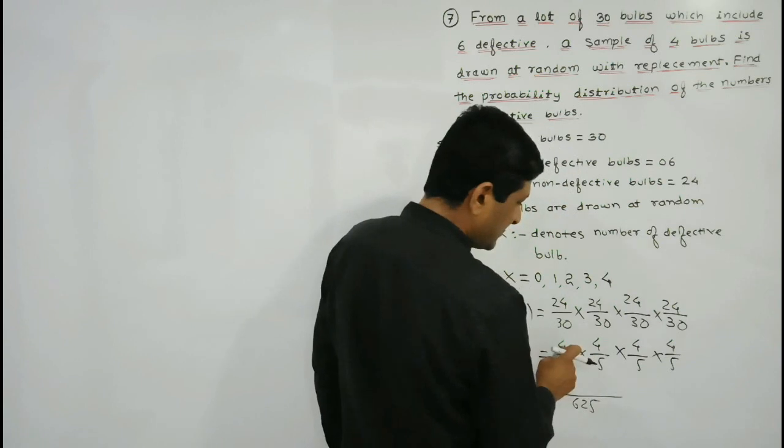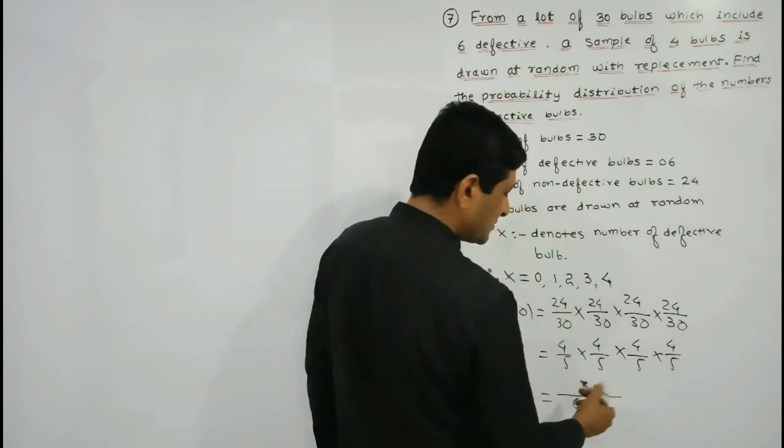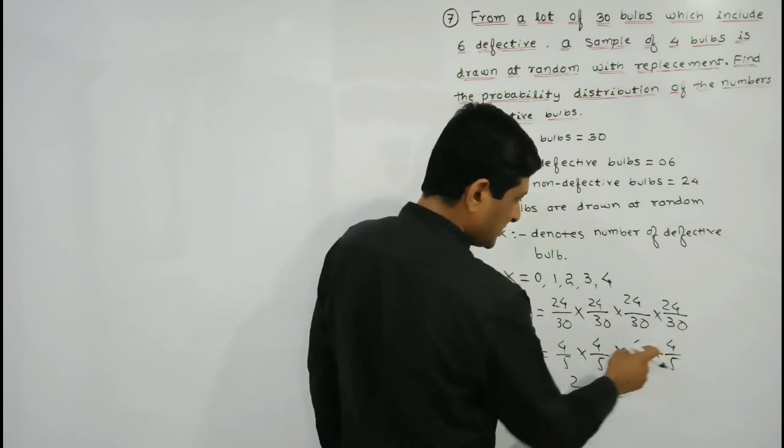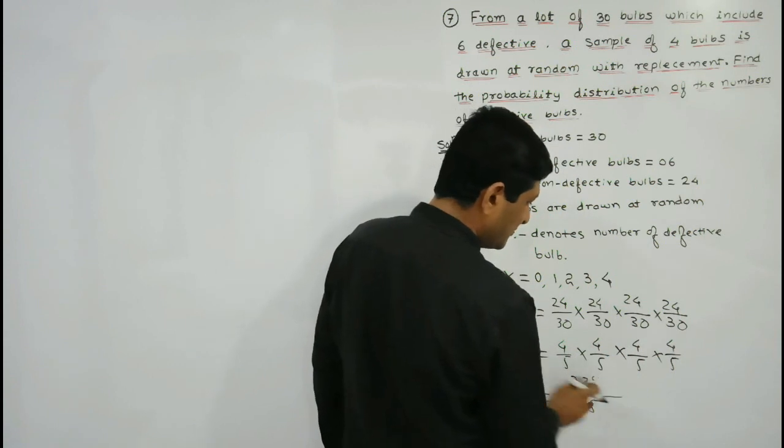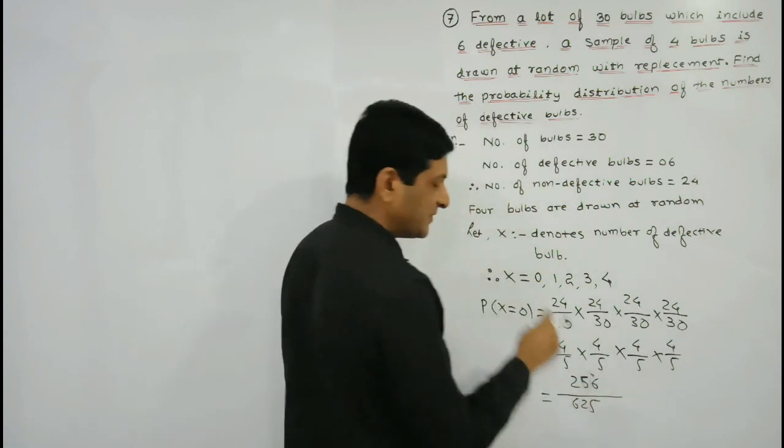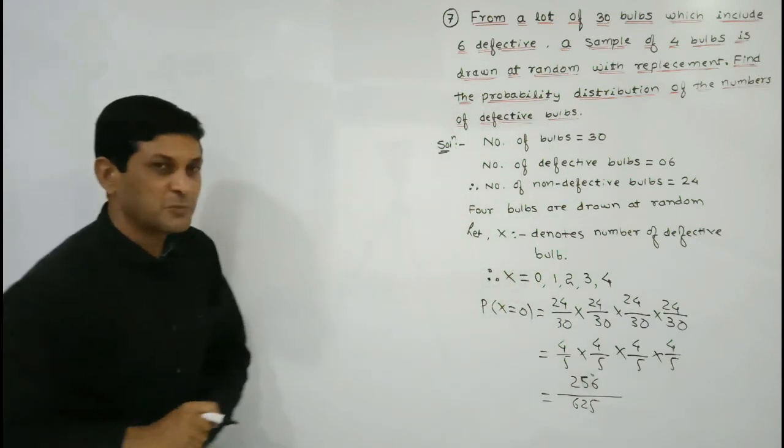and in the numerator 4 into 4 is 16. 16 into 16 will be here also 16. 16 into 16 will be 256. Square of 16 is how much? 256. So in this way, when x is equal to 0, we have got the probability.